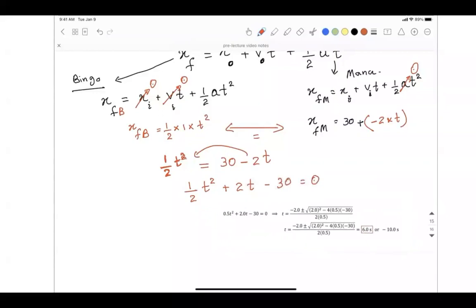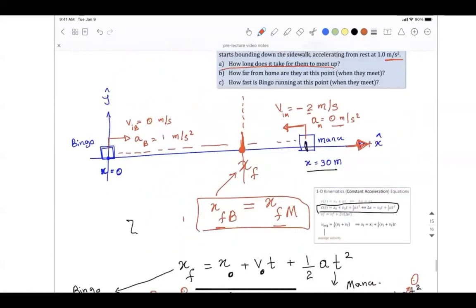When you have this formula, 0.5 t squared plus 2 times t minus 30, and you have the quadratic formula, you set it up to find the roots. T equals, you get 2 answers. One of them is a negative number that cannot be the answer. We have only the positive answer out of the 2. 6 seconds, it means it takes 6 seconds for the bingo to go and meet Manu. It takes t equals 6 seconds.